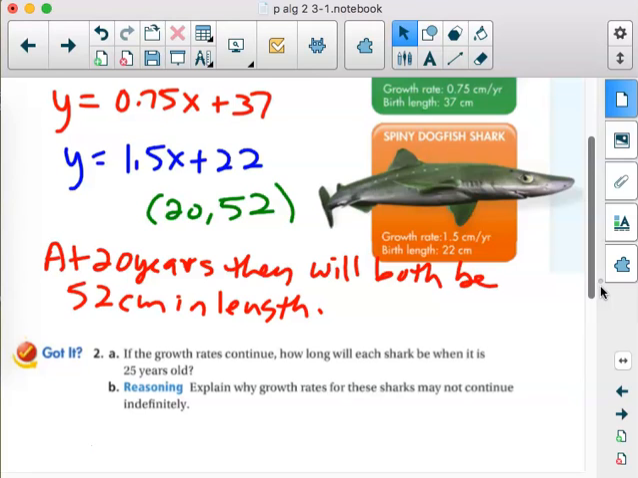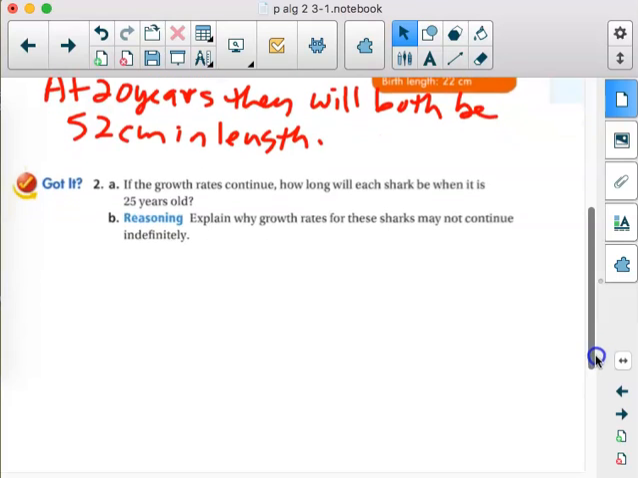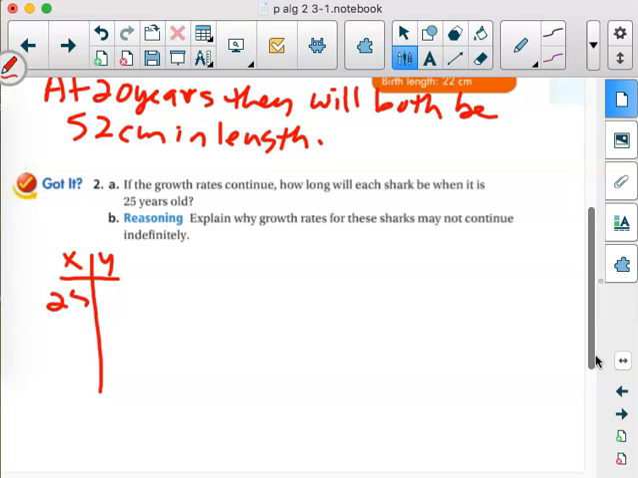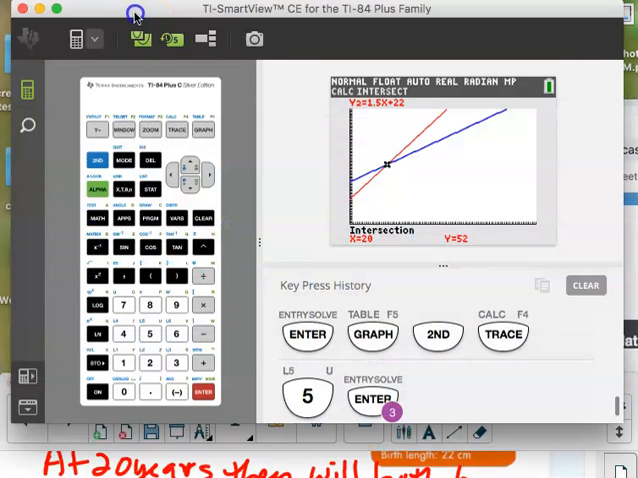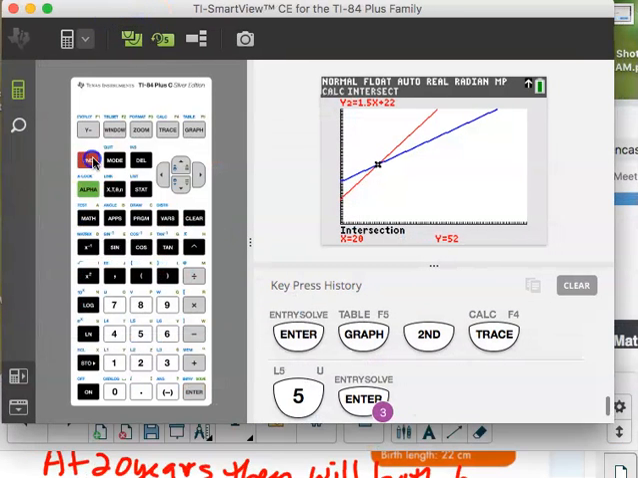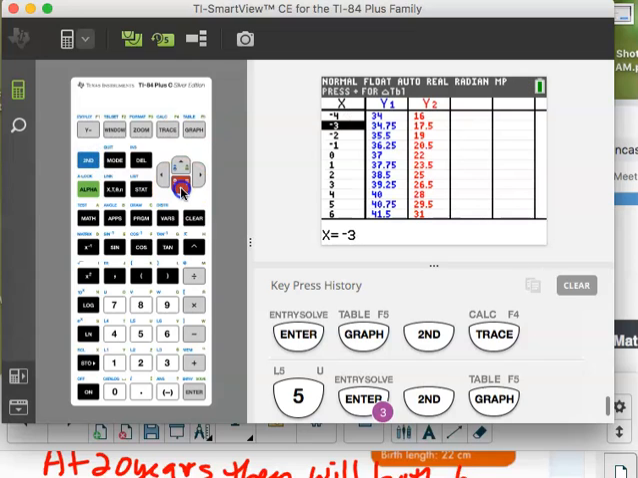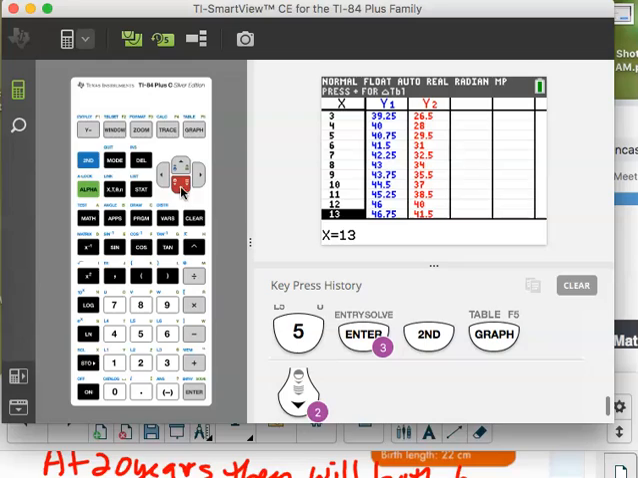All right, next up. If the growth rates continue, how long will each shark be when it's 25 years old? That's a really good question for the table, because the table will tell us, with 25 as an x, what's that for y sub 1 and y sub 2? So every once in a while you get a problem where the table is a really good idea. So we'll go back and hit second graph into the table, and then we can just scroll down to 25. It's not that far.